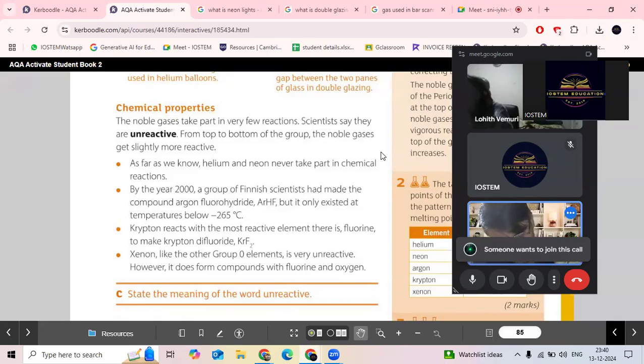This is important. Why is it important? Because we all know that noble gases are very less reactive, but still it makes one compound, so that compound is very important.